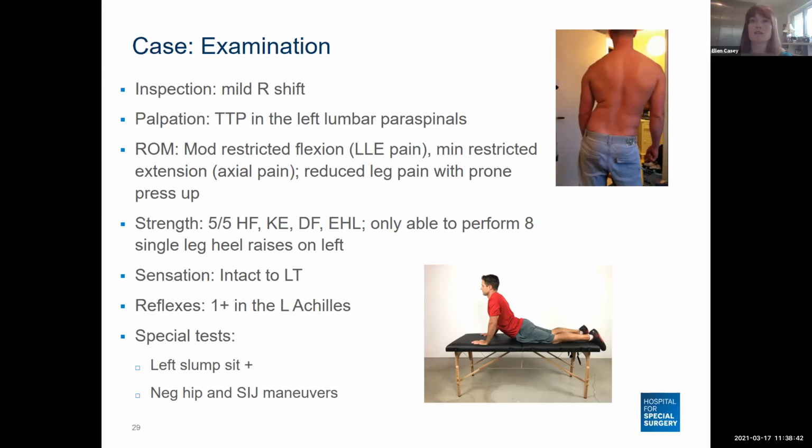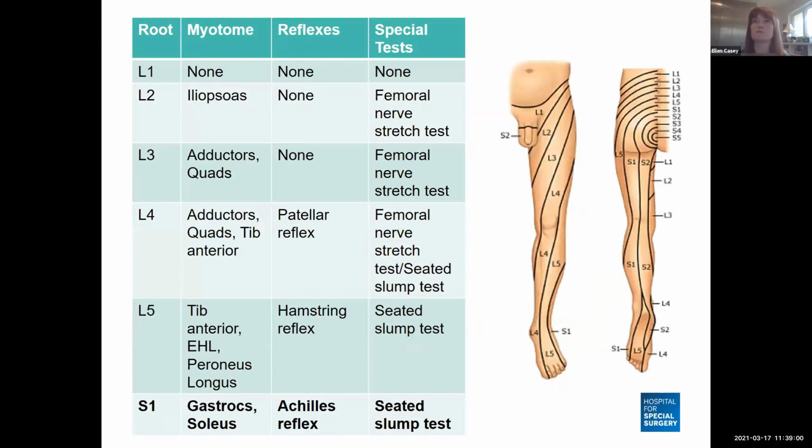The special tests that were notable, we did a slump sit on the left, which was positive, which means as you brought his leg up into knee extension and ankle dorsiflexion, it reproduced his left leg pain. And when he lifted his head up into cervical extension, the pain improved. And we did check his hip and SI joint maneuvers, and those were all normal.